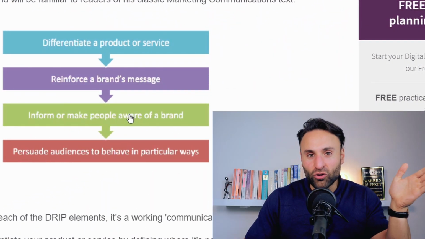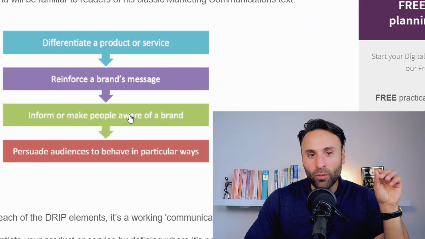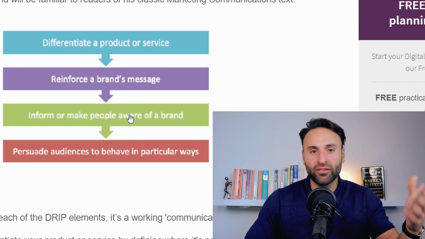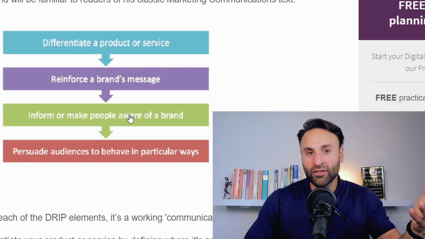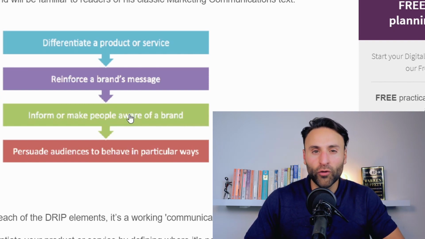Then step number 3 of the DRIP model, the I, is to inform people of your brand. So this could be done through organic marketing. It could be done through blog posts. It could be done through word of mouth. It could be done through paid search, paid advertising, all these different methods you could use to actually inform people of your brand and persuade those people who have shown interest in your product to potentially want to purchase your product and service and ultimately convert into customers.